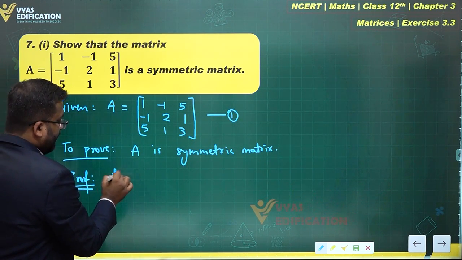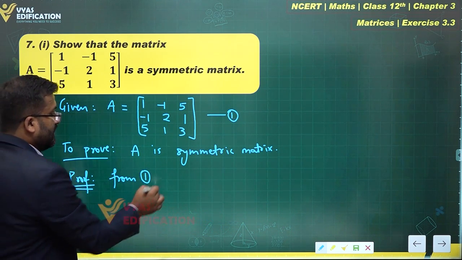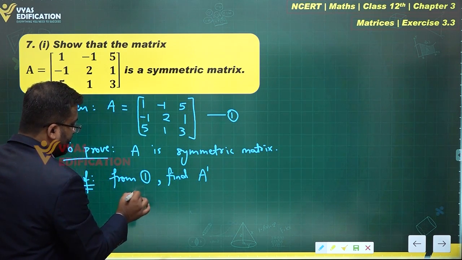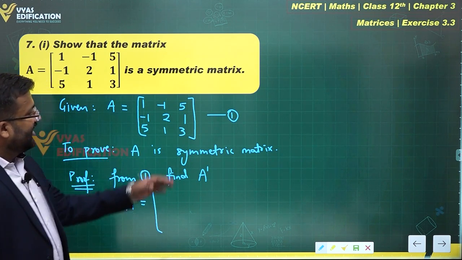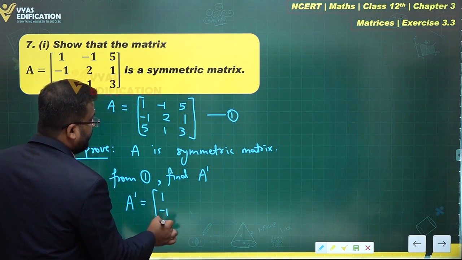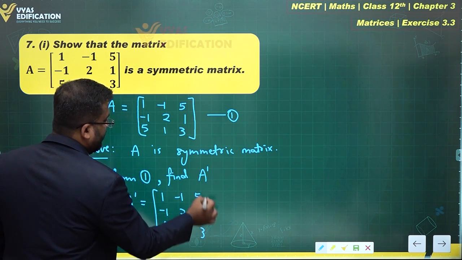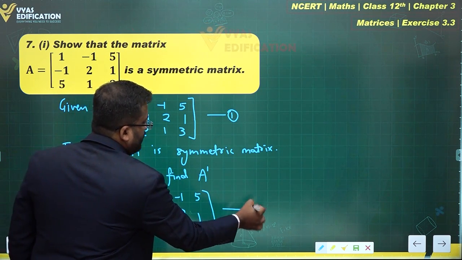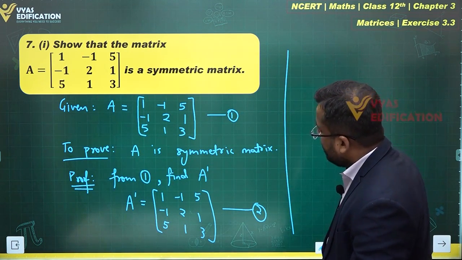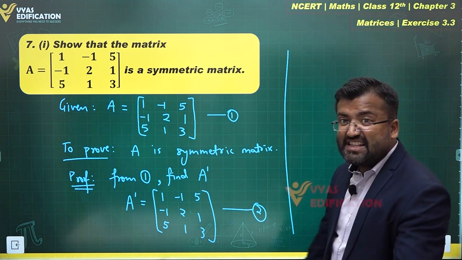So from equation 1, find A transpose. Now A transpose is simply obtained by interchanging the rows and columns. What is that? 1, minus 1, 5; minus 1, 2, 1; 5, 1, 3. Okay, this is statement number 2. Using 1 and 2, can you observe that this is 1, minus 1, 5, minus 1, 2, 1, 5, 1, 3, they're exactly the same, yes.